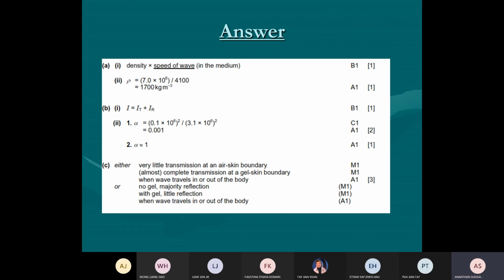I think the last part of the question is missing, but from the answer you know what the question is. Alpha 0.001 means the majority is transmitted with gel. So why do you need to use gel? So that the majority of the incident ultrasound transmits to the skin. This is the proof. This is with the gel, and this is with the air and skin.